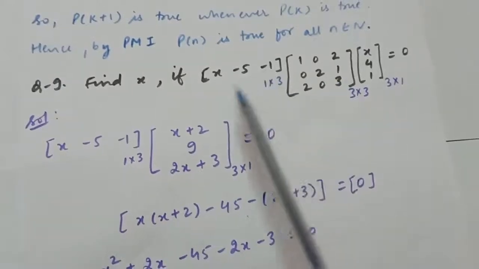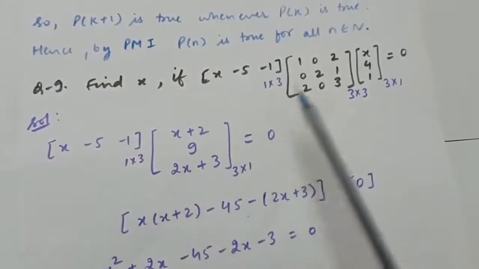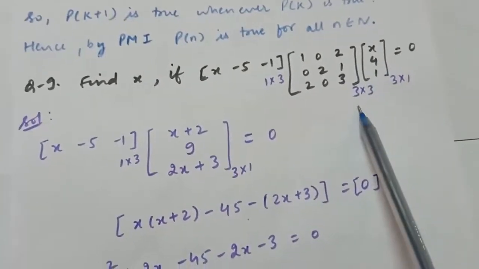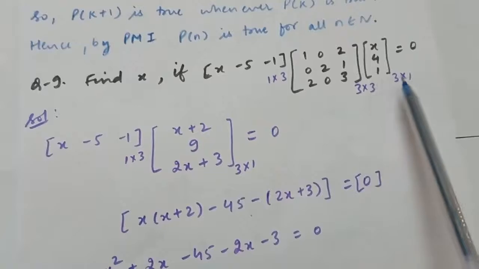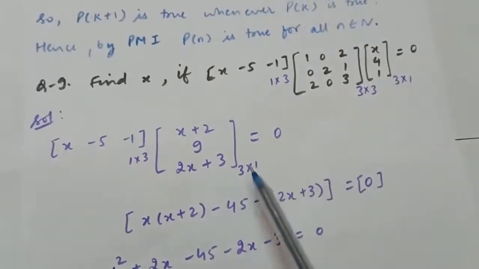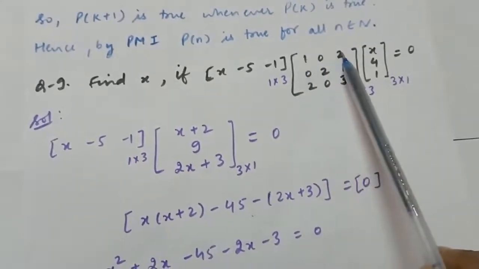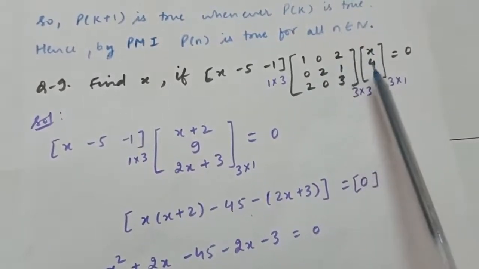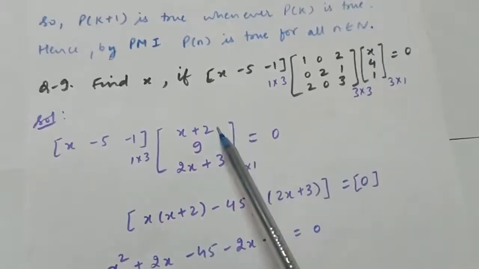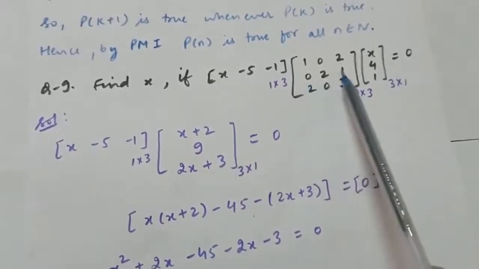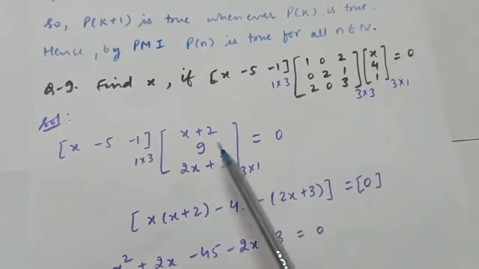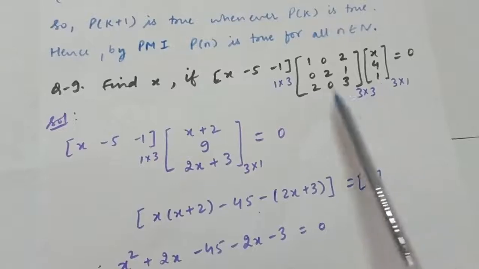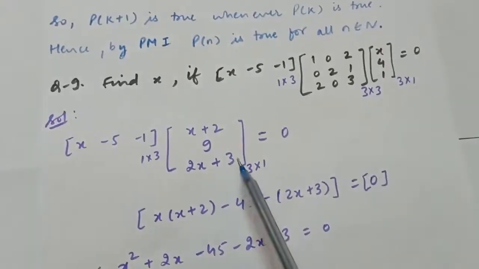So this matrix remains as it is. Now when you will multiply these 2 matrices, the order of the resulting product will be 3 cross 1, right? So multiply this 1 into x plus 0 into 4 plus 2 into 1. So you will get x plus 2. Then this second row with this column, so you will get 9, and this row with this column, so you will get 2x plus 3, right?